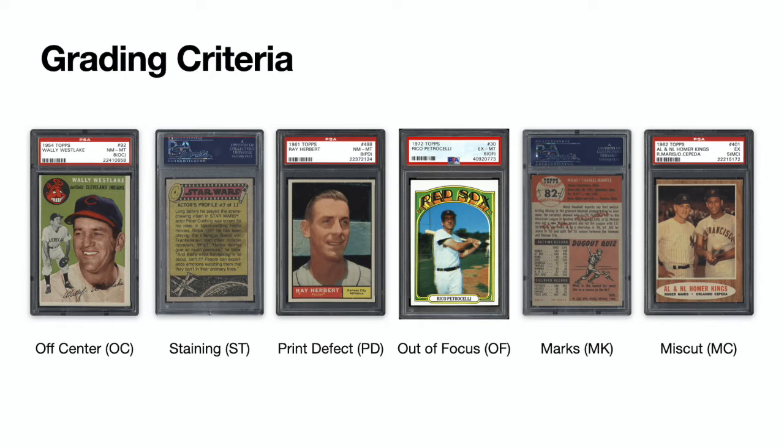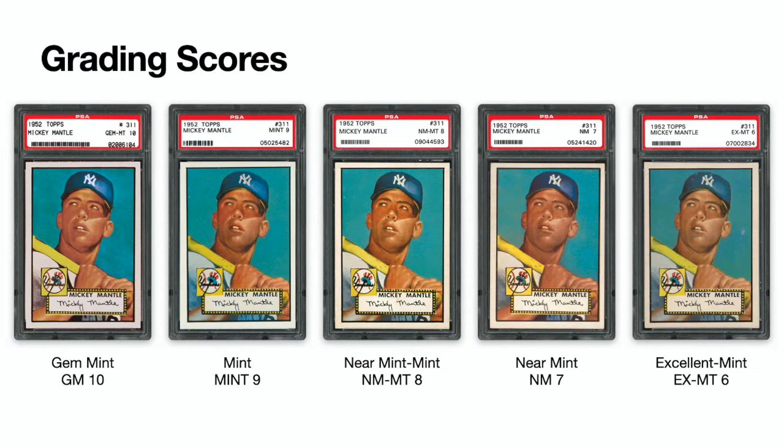PSA uses a 6-point grading criteria in determining their grades. Off-center is when the image is not perfectly center. Staining is when a card has stains. Out of focus is when the printed image is not clear. Marks is when external markings exist, and miscuts is when there are cutting errors. These 6 criteria give a card a grade on a 10-point scale.